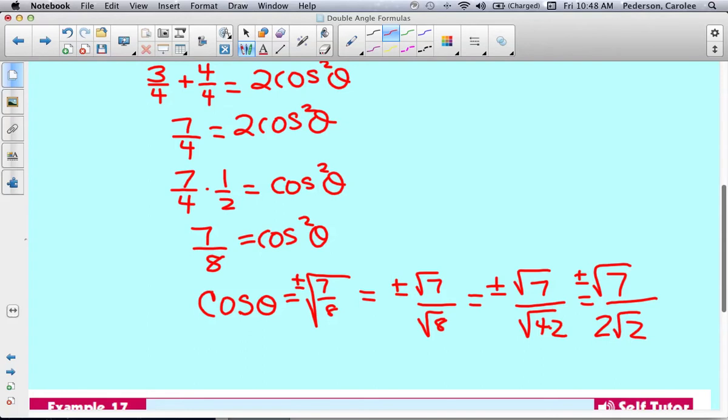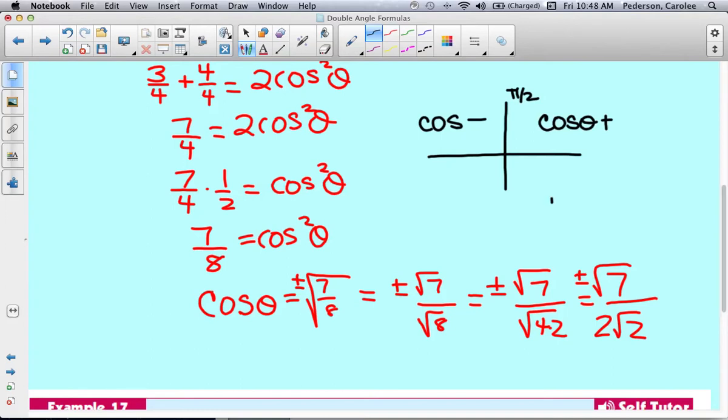Now they did give us some information that says that theta is acute. So that means less than 90 degrees. So if we think about, here's the first quadrant, here's pi over 2, cosine is positive here. So if I had a negative, it would be now larger than 90 degrees. So our final answer then would be the cosine of theta has to be a positive square root of 7 over 2 square roots of 2.